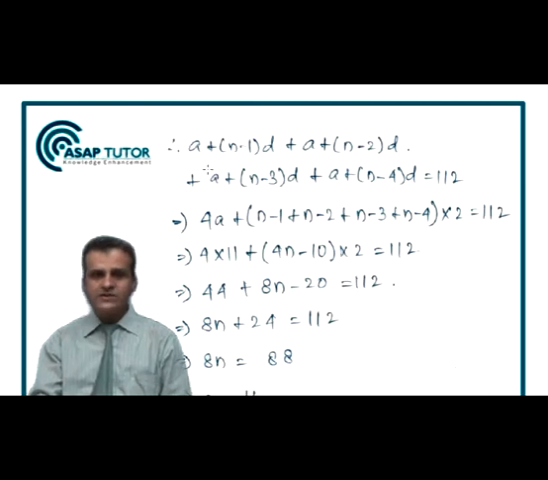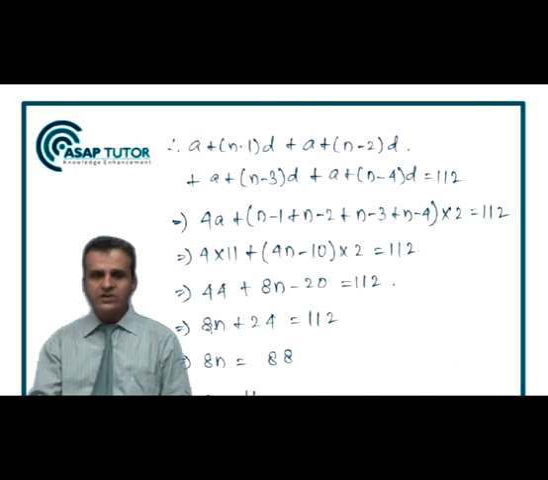Now from all this, we have A, 2A, 3A and 4A, that is 4A. And from here we can take D common, so we are left with n minus 1, n minus 2, n minus 3, n minus 4 multiplied by D. D we got is 2. So therefore 4 into A, that is 4 into 11, plus adding all this, 4n minus 10, multiplied by 2 is equal to 112.